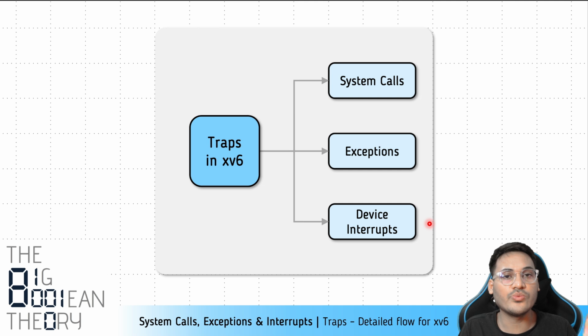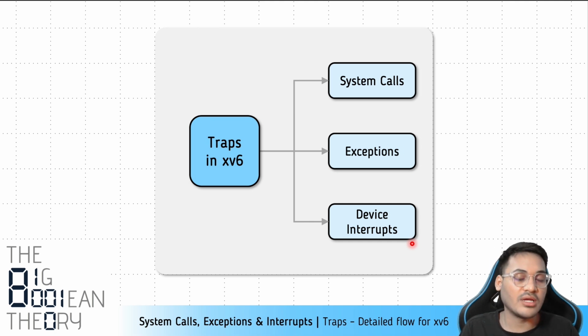A special routine has to be executed, and then the control has to be resumed from the user process. Now the difference lies in the special routine that is executed. In case of a system call, it is a system call routine. In case of an exception, it's an exception handler. And finally, in case of device interrupts, it's an interrupt service routine, right?